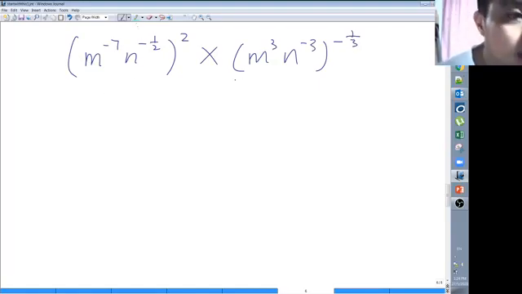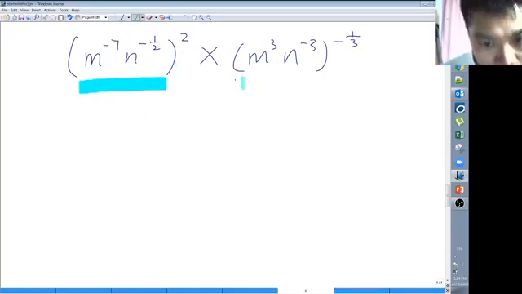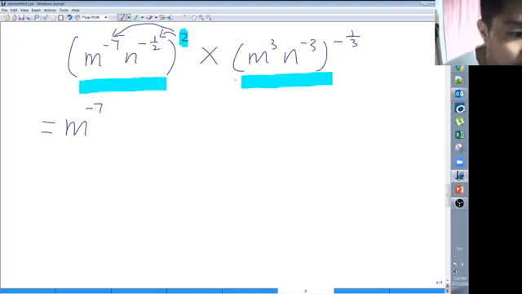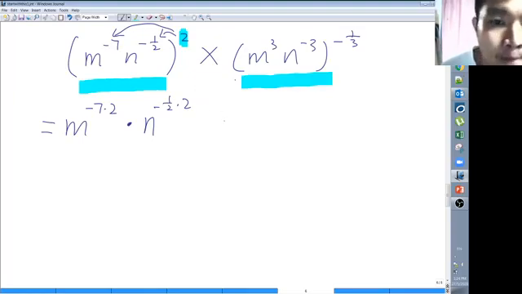First things first, you have to do this for this bracket, and then you also have to do it for the other bracket. Let me start with the first bracket. I'm going to apply this power 2 to each term in the bracket. So I'm getting m to the power negative 7 times 2, and next I'm getting n to the power negative half times 2. I'm going to continue for the second bracket here, so times, just copy down.